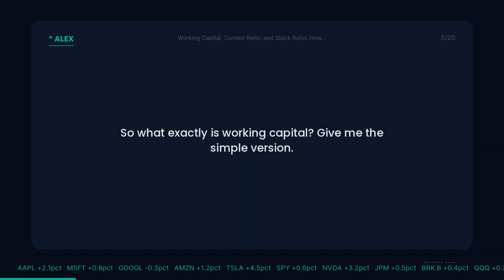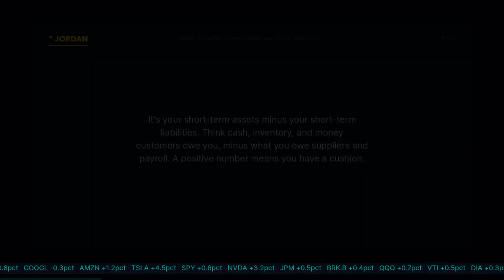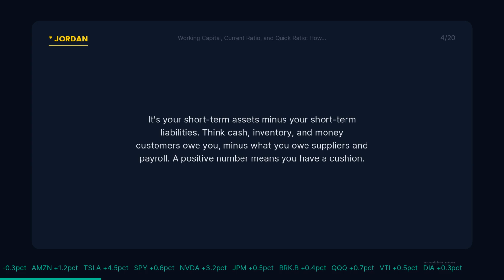So what exactly is working capital? Give me the simple version. It's your short-term assets minus your short-term liabilities. Think cash, inventory, and money customers owe you, minus what you owe suppliers and payroll. A positive number means you have a cushion.